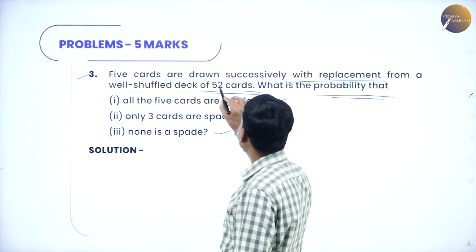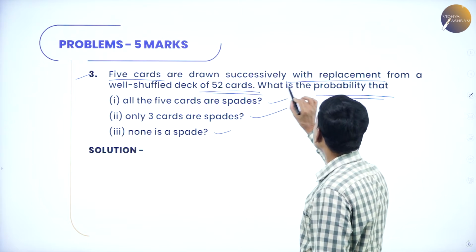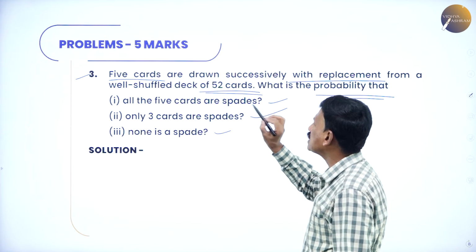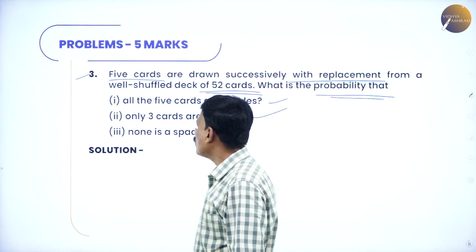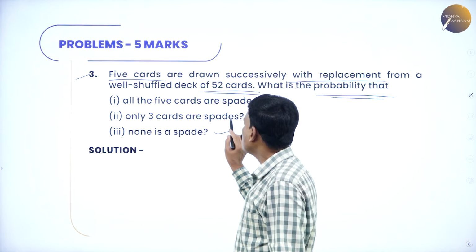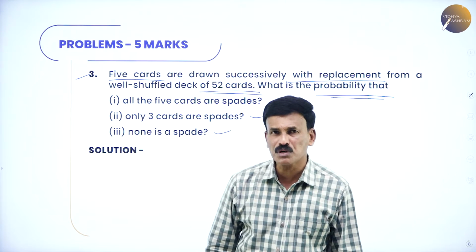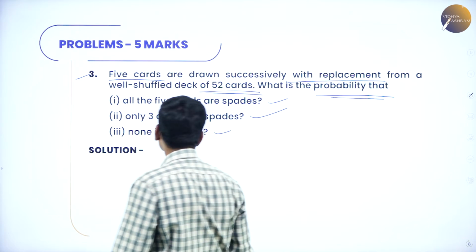So 5 cards are drawn. How many cards we are drawing? 5 cards are drawn successively with replacement from a well shuffled deck of 52 cards. What is the probability that all the 5 cards are spade, only 3 cards are spade, none of them are a spade? This is also a very important problem. Now let us come to the solution.